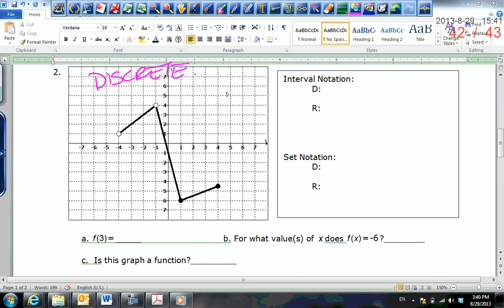All right, number 2. Where does it start? -4. Starts at -4. Parentheses or bracket? Parentheses -4. Do I have a hole anywhere between the beginning and the end? I do, at -1. So for interval notation, that means union every single time. And then it's positive 1.